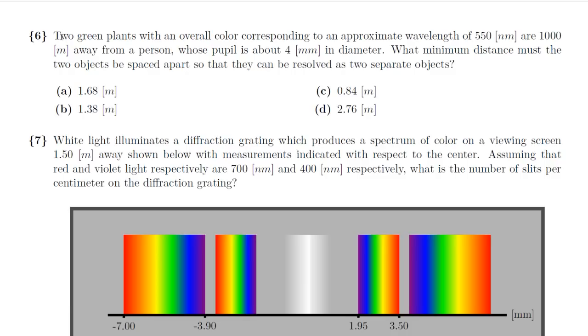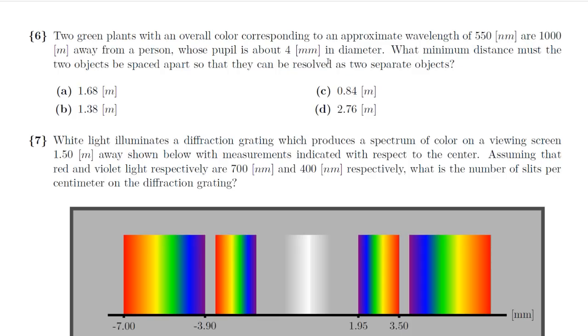6. Two green plants with an overall color corresponding to an approximate wavelength of 550 nanometers are 1,000 meters away from a person whose pupil, in other words, the opening in your eye, the aperture, or if you want to refer to it as a single slit, you can. The pupil is 4 millimeters in diameter. What minimum distance must the two objects be spaced apart so that they can be resolved as two separate objects?